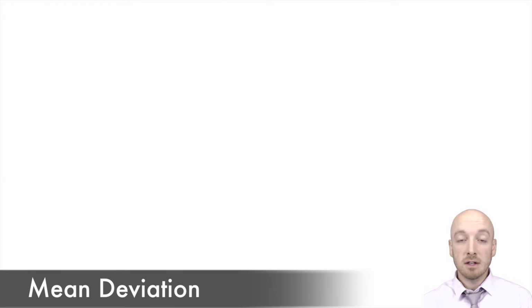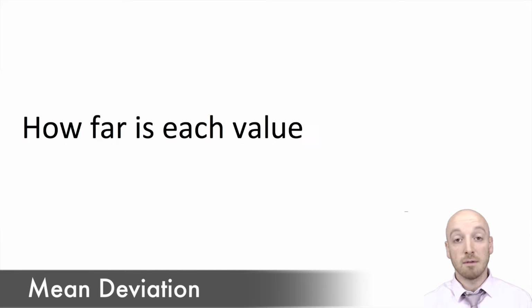So the mean deviation of a distribution represents the average distance of each value in that distribution from the mean. Now remember, the mean of a distribution is just the average. So why do we care about it? Well, look at the two words. Mean is average and deviation means difference. So how far is each value in a set from the mean? That's what we're talking about here.